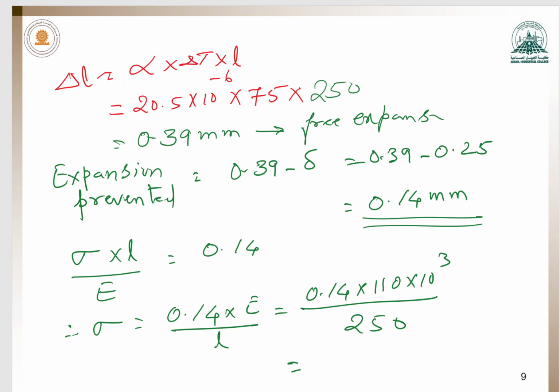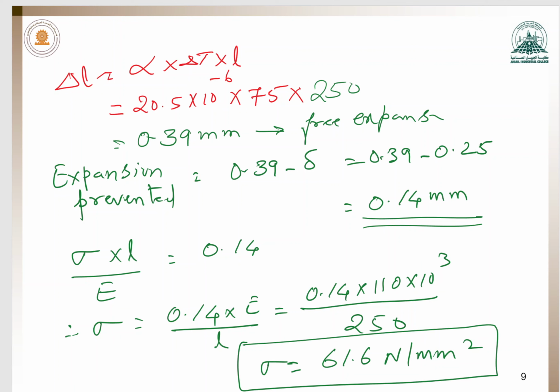0.14 multiplied by 110 multiplied by 10 to the power of 3 divided by 250. That gives me 61.6 Newton per millimeter square. This is the stress induced in the material because of partial restriction. If it is allowed to expand fully, there will be no stress.